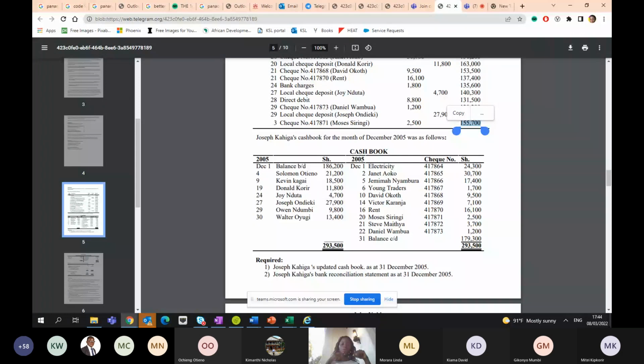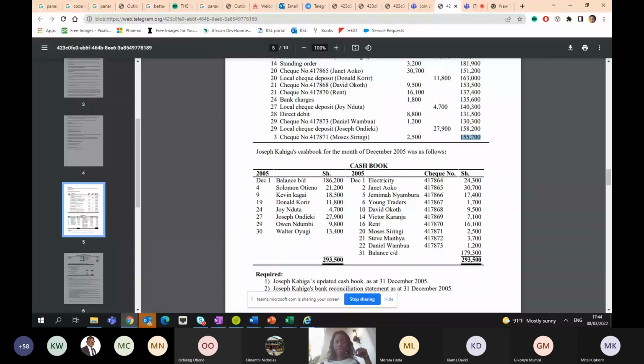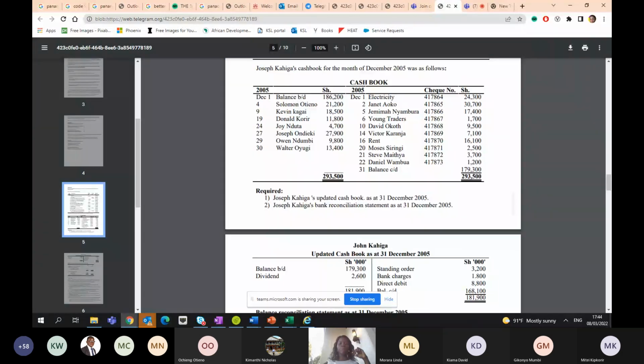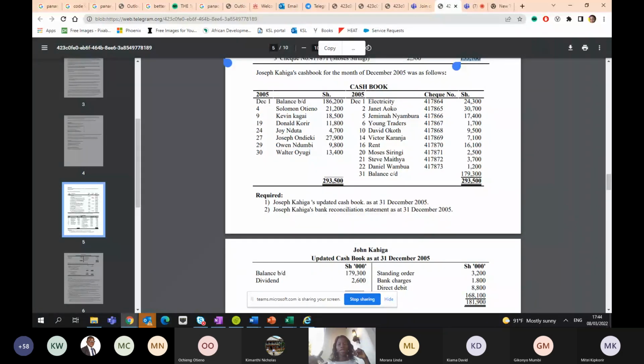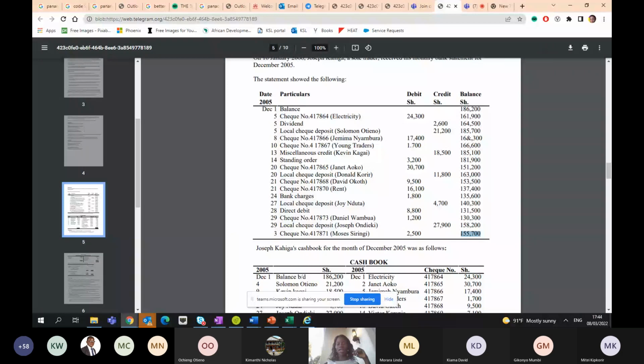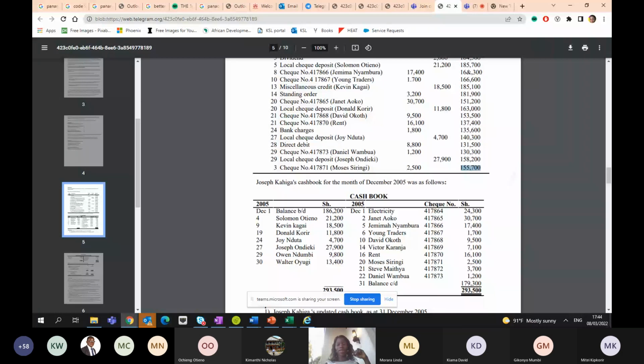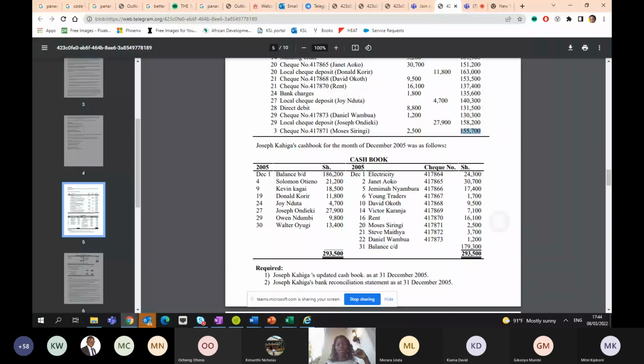Then we have the cash book that has recorded a number of transactions. They have recorded the debit and the credit side. If we look at the balance carried down, it is 179. The balance carried down will be the balance you start with in the new month. So we started at 186, which was more or less what we also started with at the bank. But we are saying we have 179 and the bank has 155. So there's an issue, and we need to find out what the issue is.